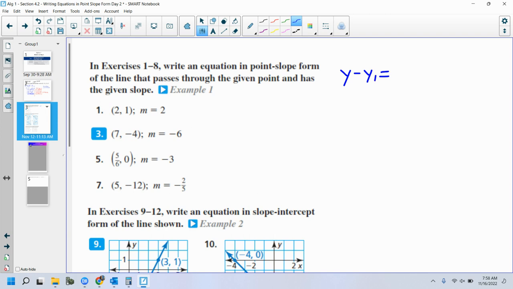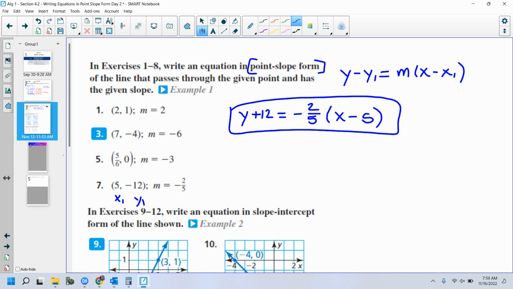All I need to do is put it into this form: y minus y1 equals m times x minus x1. How do I know that? Well, it tells me. Read the directions. Point slope form. So I'm going to take number 7 and use this as x1, y1. Oops, that should be a y right there. And this is our slope, obviously negative 2/5. Let's plug it in. So we have y. Now, would I say minus a negative 12? No. You've got to make that a plus 12. Y plus 12 is equal to m, which is negative 2/5, times x minus 5. And yep, that's all you need to do for that.